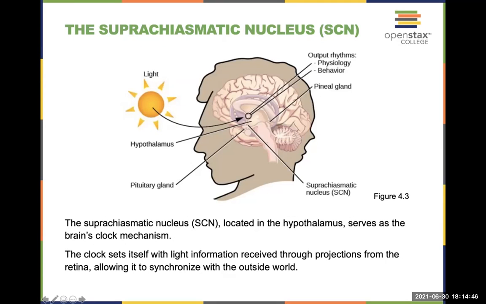All right, so let's talk about the suprachiasmatic nucleus. So these are all the things that are involved with that, right? So light is a major trigger for this. And this is located in the hypothalamus. And it basically serves as your brain's clock mechanism. And it sets itself with light information received through the projections of the retina. And what this does is it allows your brain to sync with the outside world.